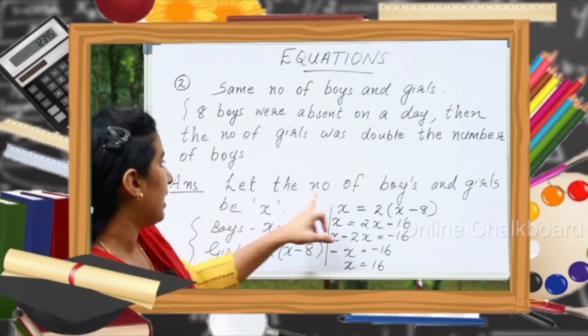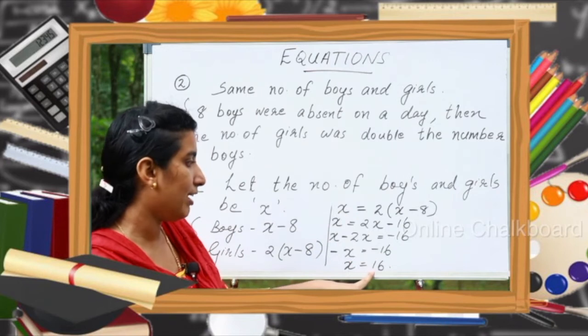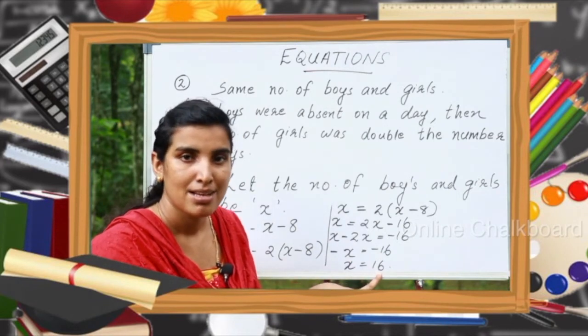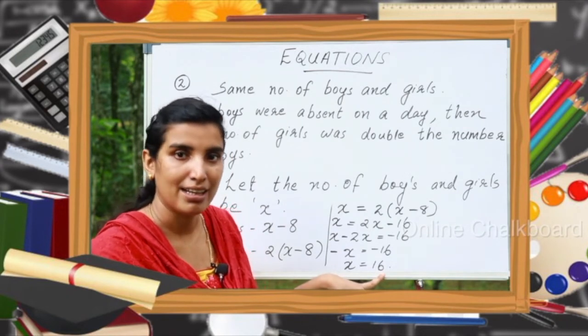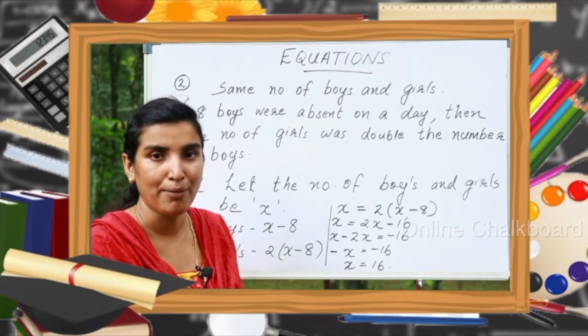Let s be the number of boys and girls. Putting the value 16, in our class there are 16 boys and 16 girls.